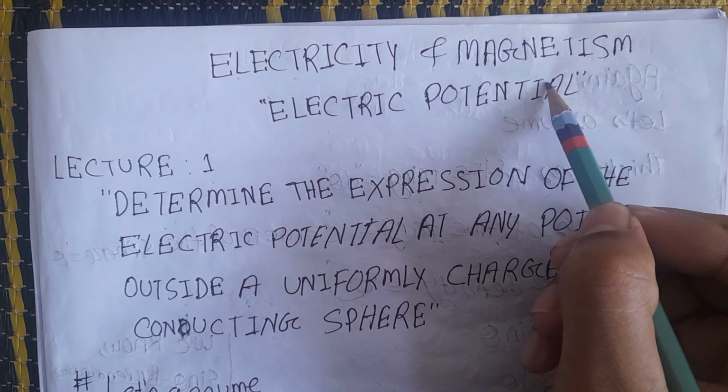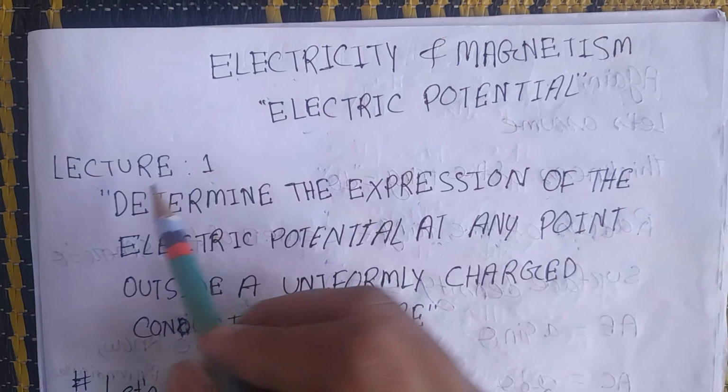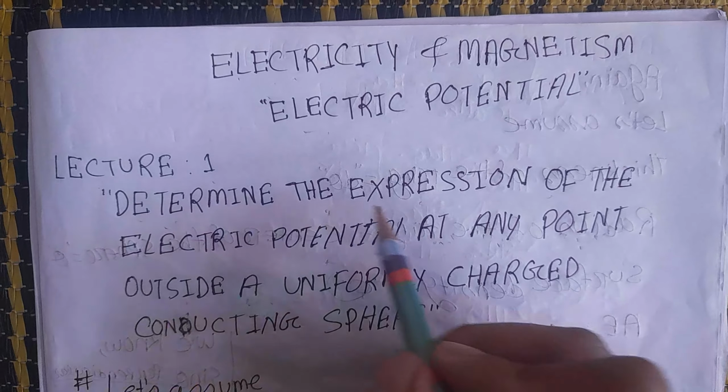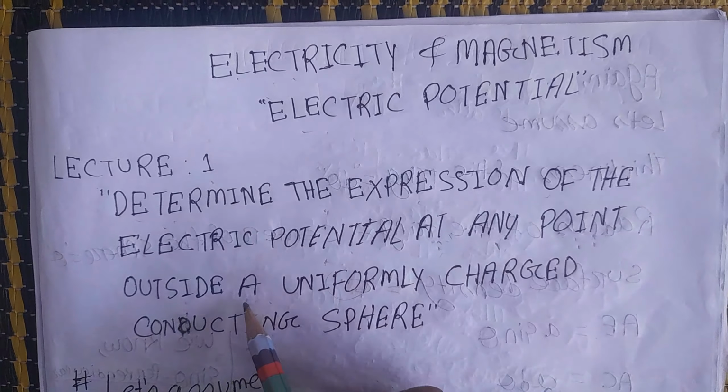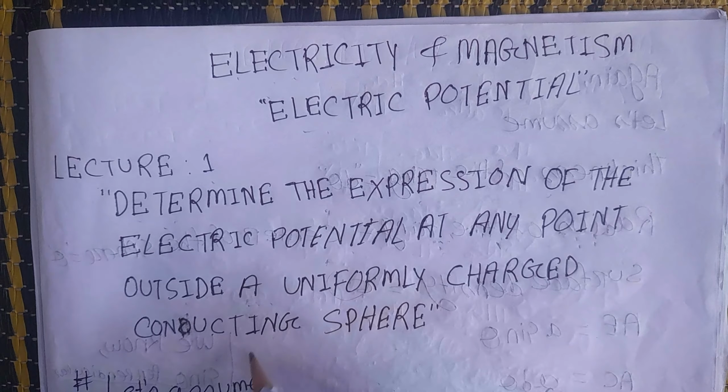Electricity and Magnetism. Electric Potential. Lecture 1. Determine the expression of the electric potential at any point outside a uniformly charged conducting sphere.